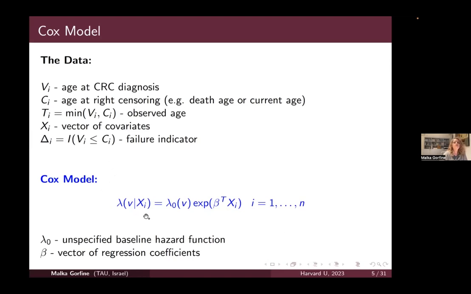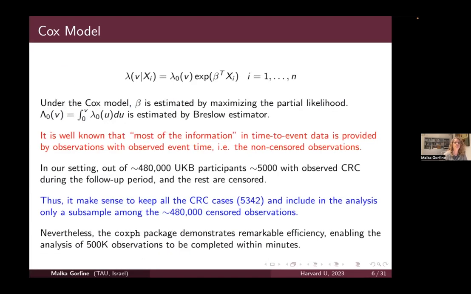The Cox model is usually formulated by an unspecified baseline hazard function, lambda_0, and the exponent of beta transpose X, where beta is a vector of unknown regression coefficients, and our goal is estimating beta and estimating this unspecified baseline hazard function. Usually in the Cox model, we estimate beta by maximizing the partial likelihood, and then we estimate the cumulative baseline hazard function by the well-known Breslow estimator.